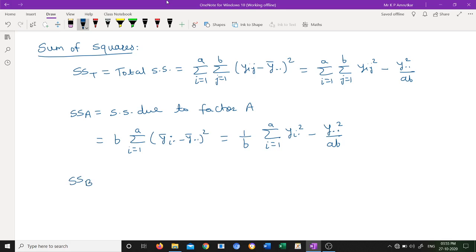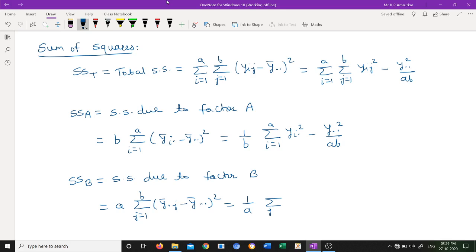SSB. SSB means sum of squares due to factor B. On similar lines, the formula for this one is A into summation j equal to 1 to B (y bar dot j minus y bar dot dot) square, and in terms of correction factor it is 1 upon A summation j equal to 1 to B y dot j square minus correction factor. Correction factor is y dot dot square upon AB.